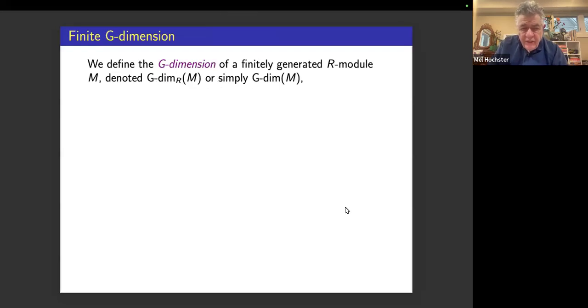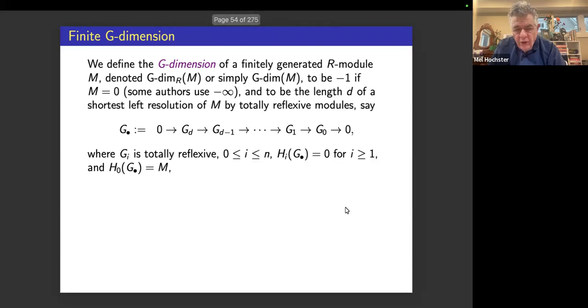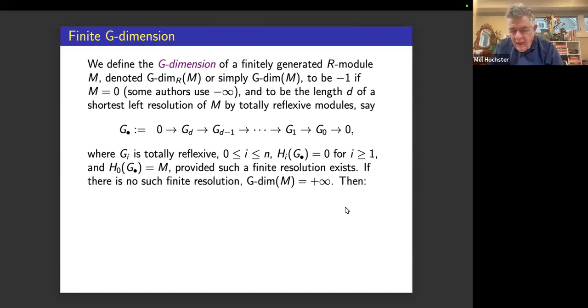So by the G dimension, and for M equal to 0, it'll be -1 or minus infinity if you like. And it's the length of a shortest left resolution by totally reflexive modules. So I haven't shown M. M is the augmentation. So this complex is acyclic, and H naught is M, just as you would talk about finite projective dimension. This is quite similar. And if there is a finite resolution, that's the length, and otherwise the G dimension is plus infinity. So that's a very natural and straightforward generalization of finite projective dimension.